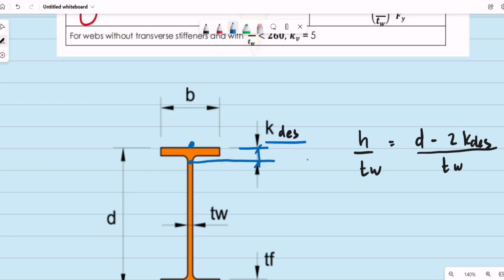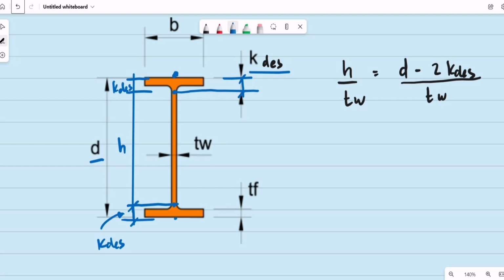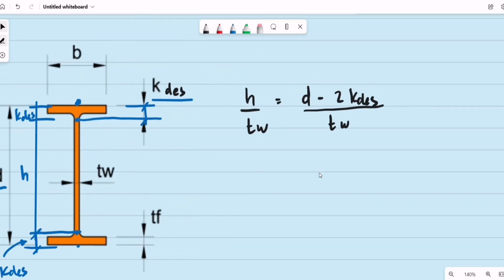So this is the k des. We have one on the top flange and one on the bottom flange. So how do we compute the value of h? Basically, that is the total depth of the section less twice the value of k des, then divided by the thickness of the web.